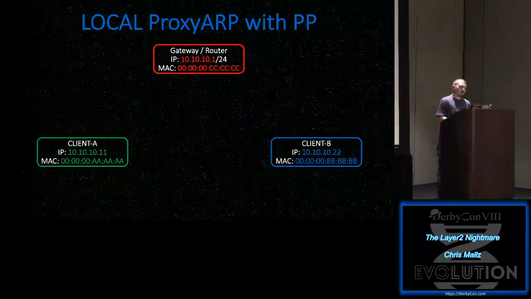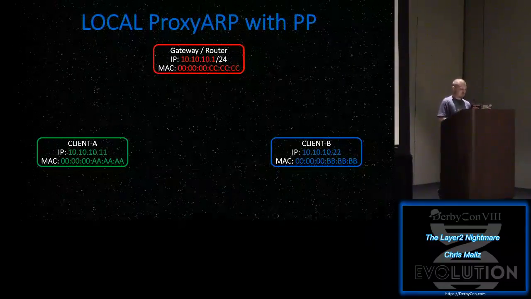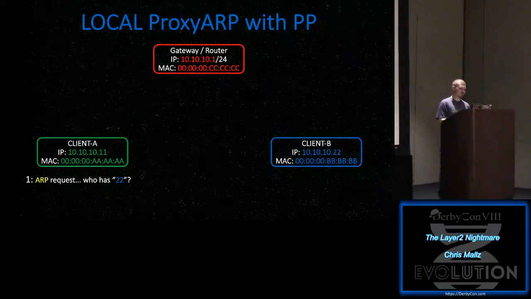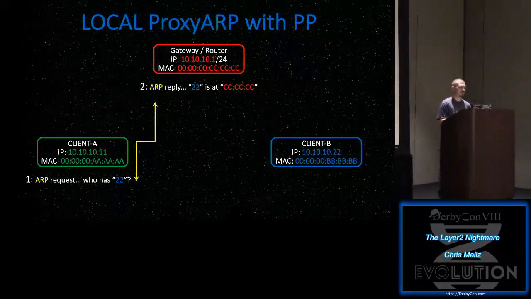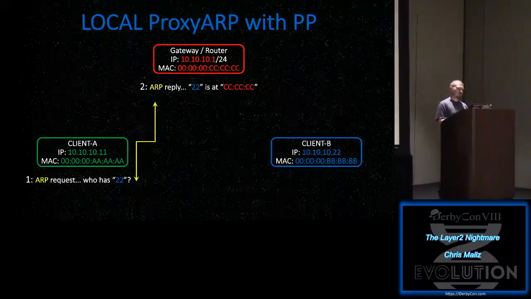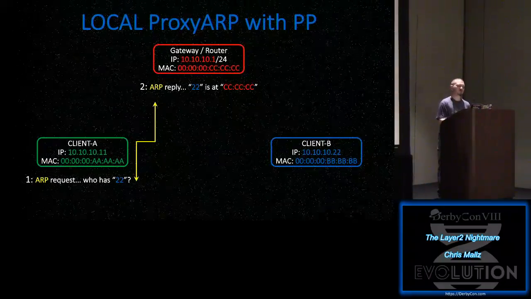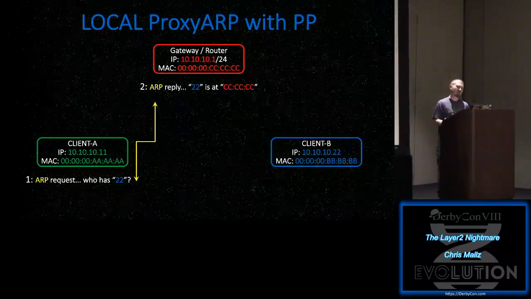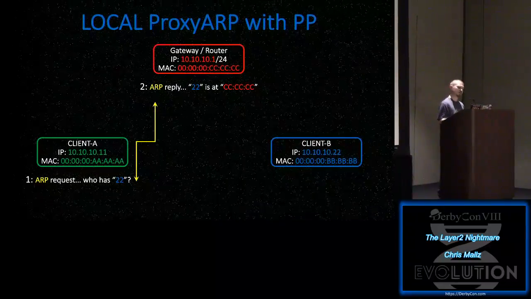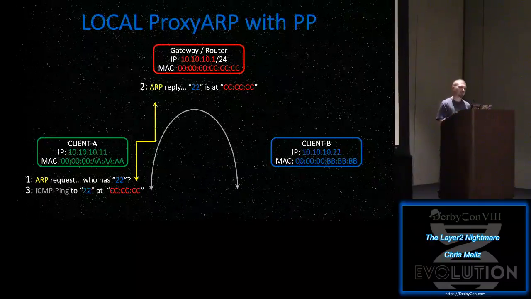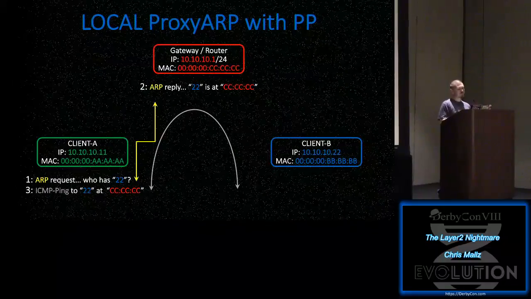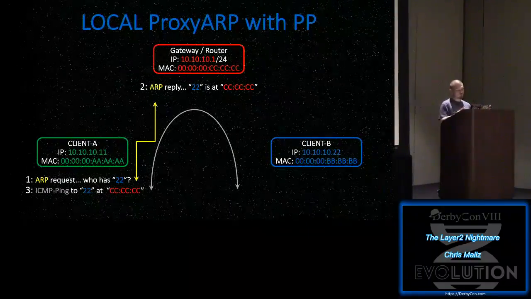So with local proxy ARP, this is basically how it works. Client A is going to ping client B, and it's going to say, hey, who has address 222? It's going to send it up to the gateway, and the router is actually going to respond with its MAC address. It's going to say, look, I know what you're looking for, but that's actually me. I am that address. Then you send your ping up to your router and your gateway, and it's just going to forward it back down to client B.